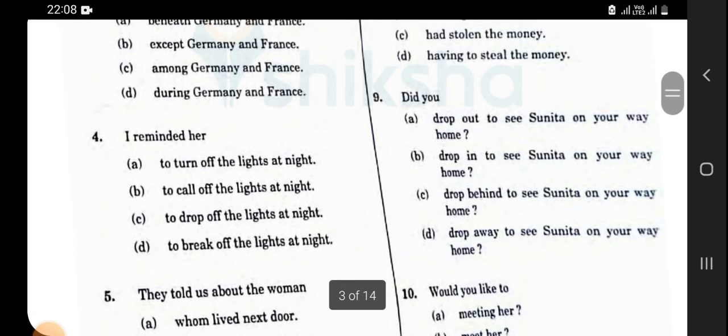Then 4, I reminded her to call off, to drop off, to break off. No, all these particular phrasal verbs have different meanings. So the answer will be to turn off the lights at night.